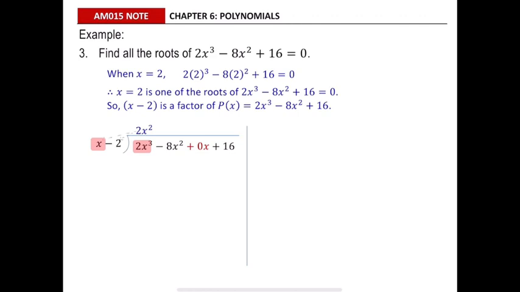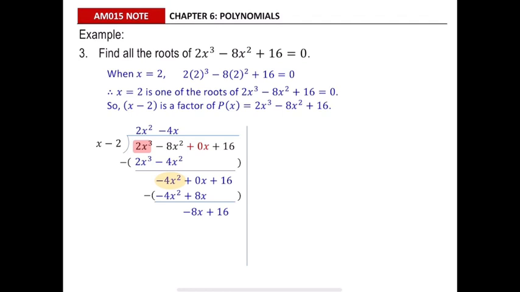Then multiply 2x squared with x minus 2. We get 2x cubed minus 4x squared. After that, subtract and we get negative 4x squared plus 0x plus 16. Then repeat again, divide negative 4x squared by x, we get negative 4x. Multiply negative 4x with the divisor, we get negative 4x squared plus 8x. After that, subtract again and we get negative 8x plus 16.